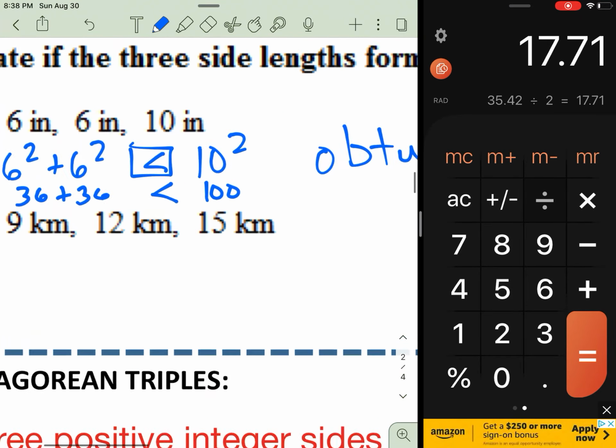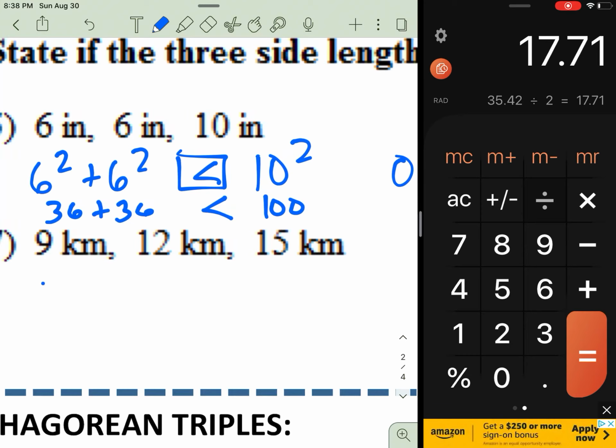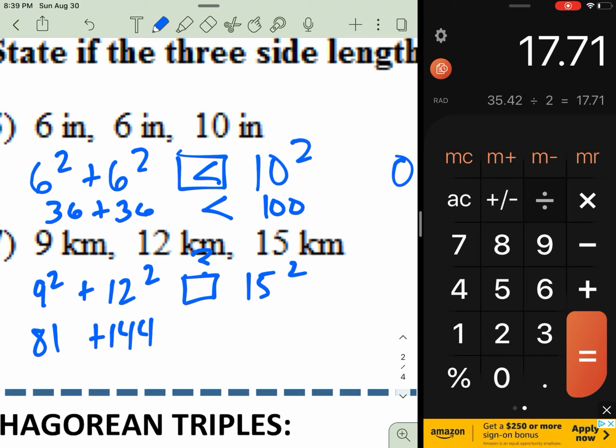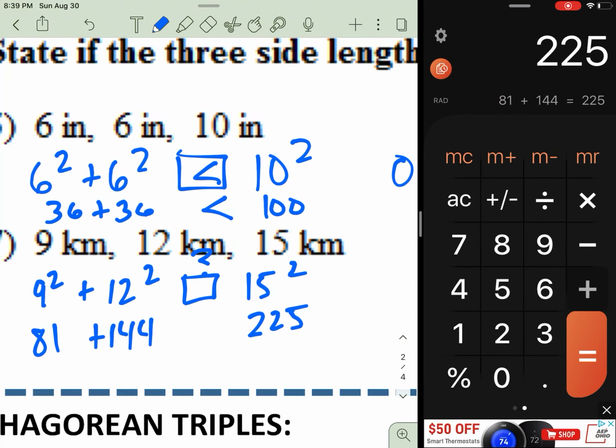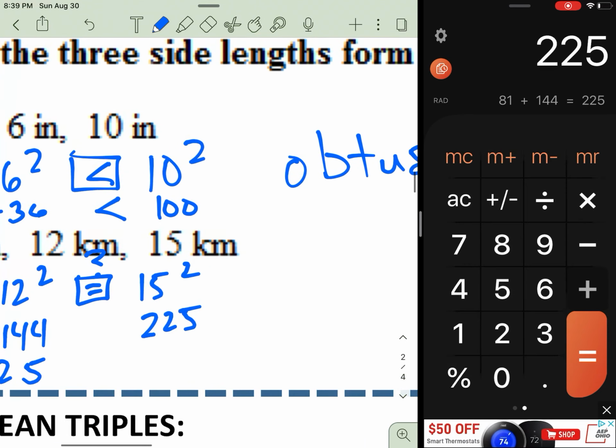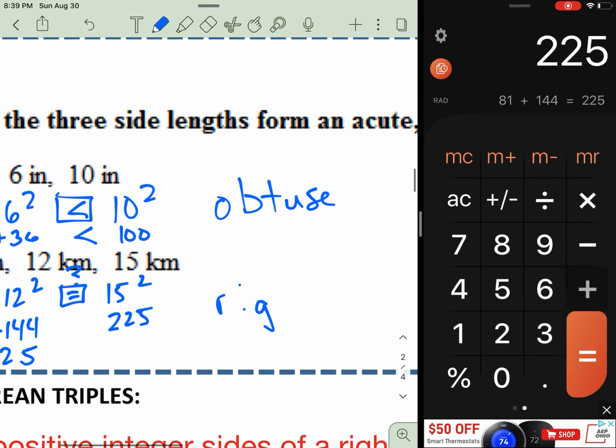Okay, same thing here. 9 squared plus 12 squared is blank to 15 squared. So this is 81 plus 144, which is 225. So this one's equal, and therefore it is a right triangle.